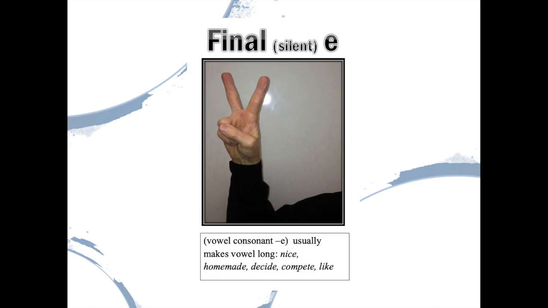The hand motion we use for this syllable type is two fingers spread apart. I'm going to show you in a minute the reason why we do that. But first I want to take a look at the word compete. Compete actually has two different syllable types. The first syllable in compete is come, C-O-M, come. In that syllable, we have the closed syllable type.